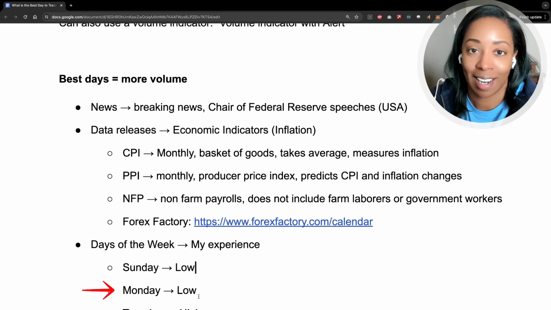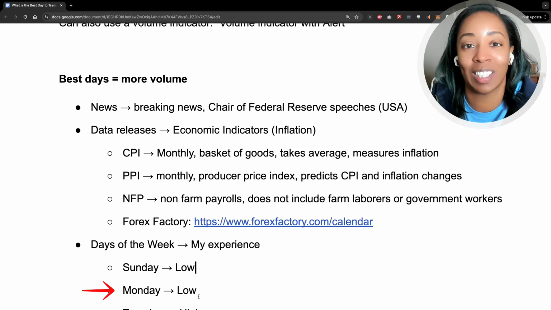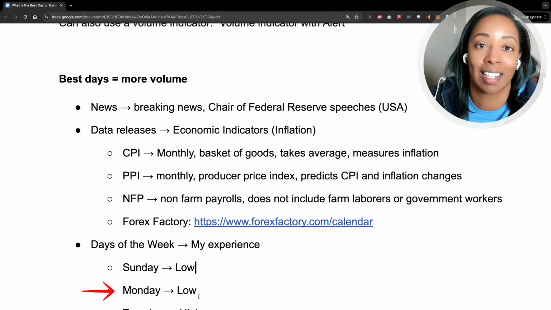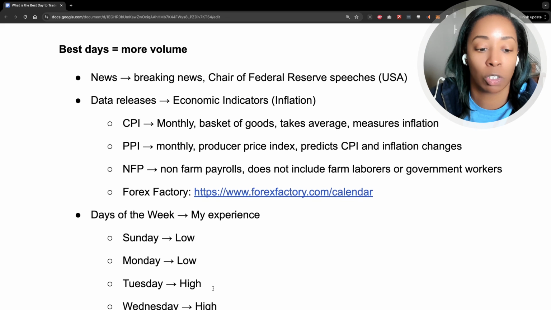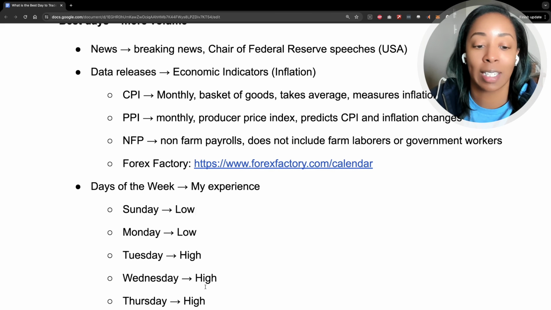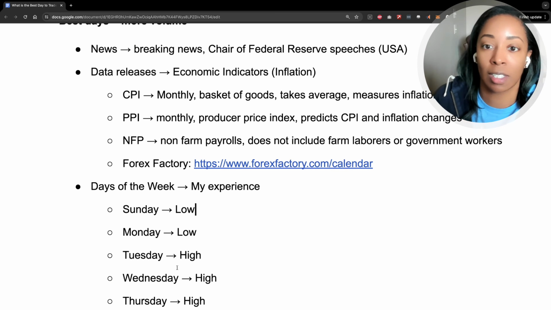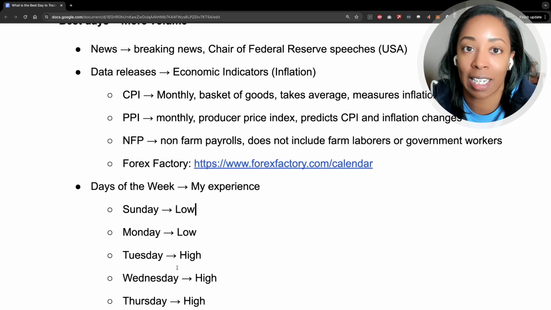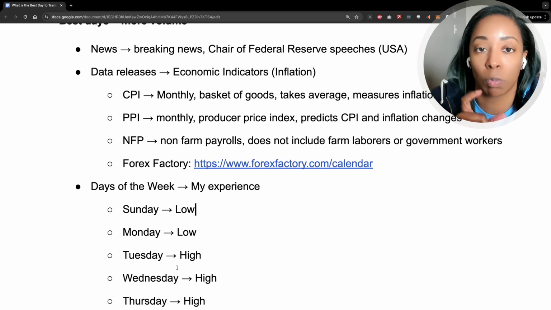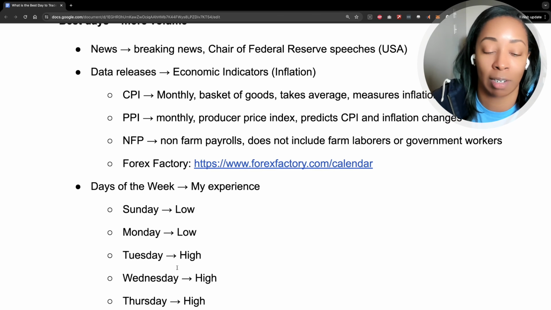Next, Monday. So Monday is going to be relatively low volume, not as low as Sunday. And then in my experience, Tuesday, Wednesday, and Thursday have been really high volume days. High volume, like I said, is important because it gives price an opportunity to really move, especially if you're on the same side of the market.